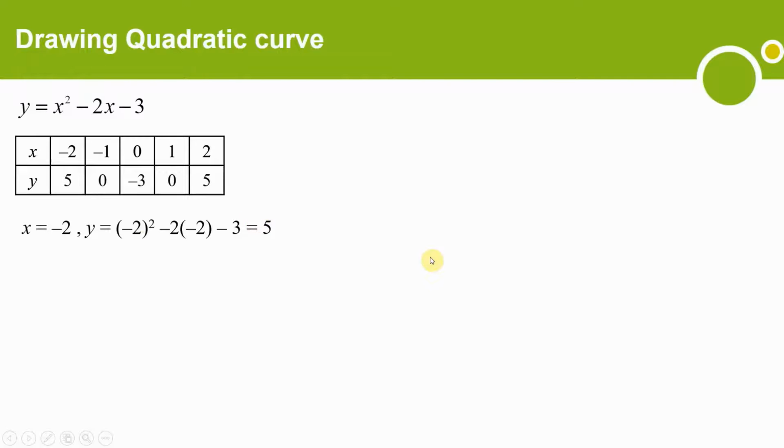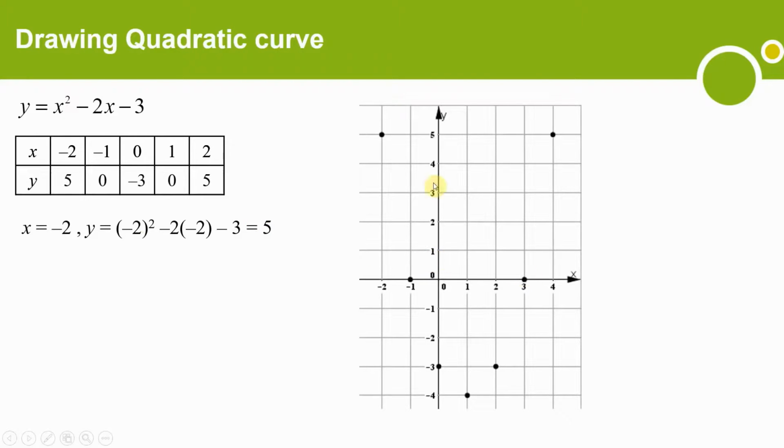Now let us plot it on the graph. So this is how it looks, and at this point you need to draw the graph freehand. Just be careful and draw it neatly, so that at the end you should have a shape something like this.